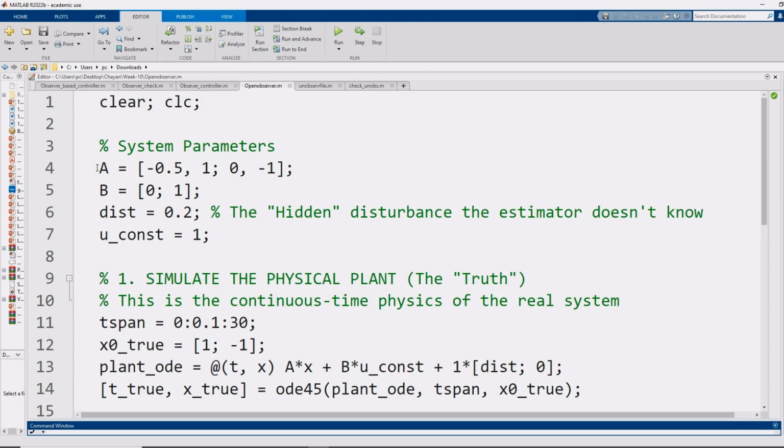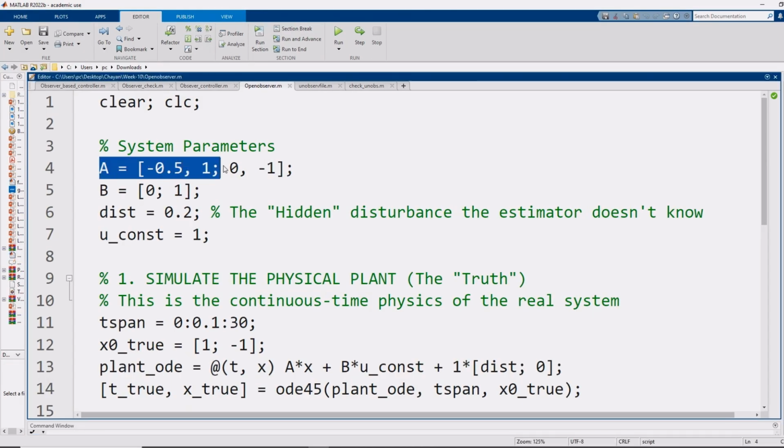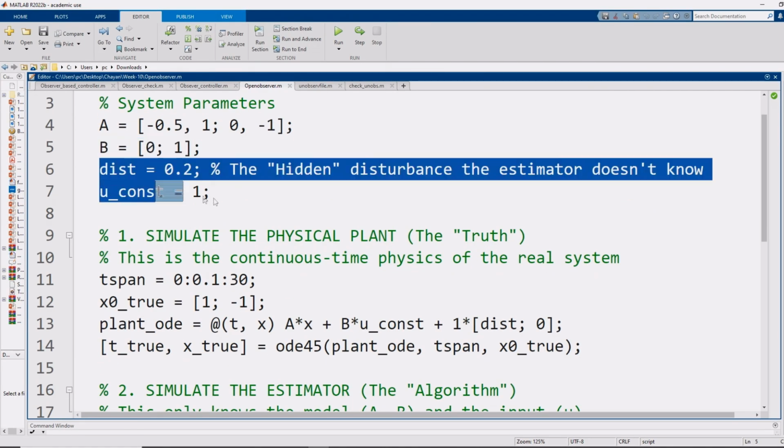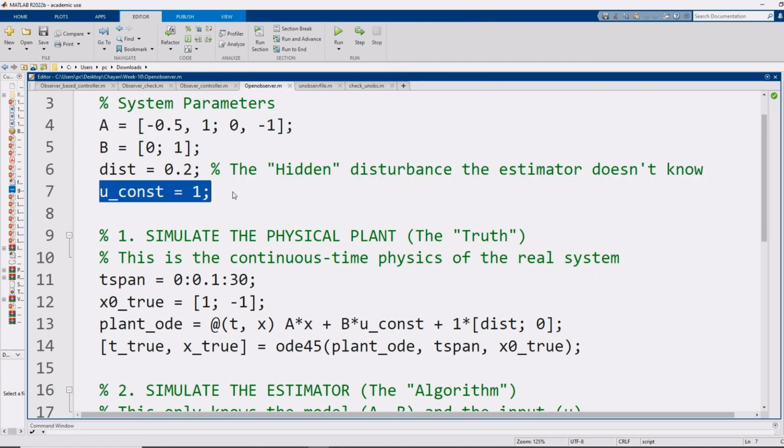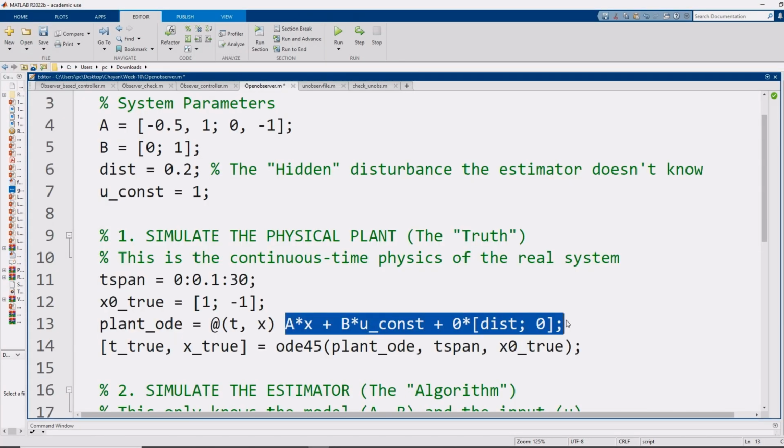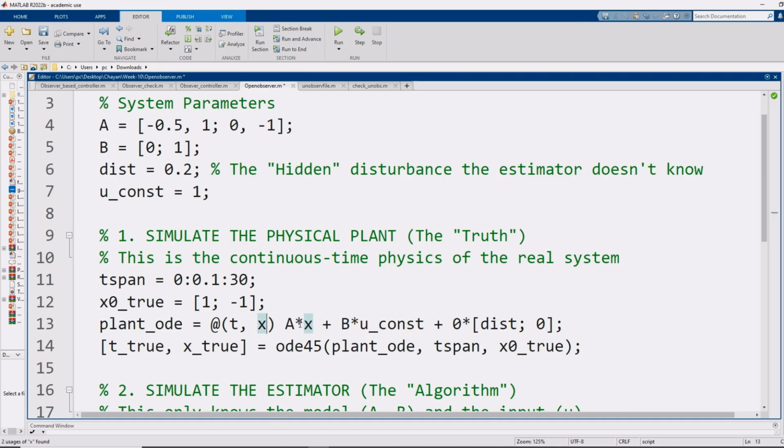Here I have taken a system A equal to minus 0.5, 1, 0, minus 1. This is the system that I have taken. B is 0, 1. I will talk about this later. Say, for example, the input given is 1. Now, this is the actual system. I am integrating this one. So, I am simulating this system x dot equal to Ax plus Bu. Forget about this part now, I will come to this.